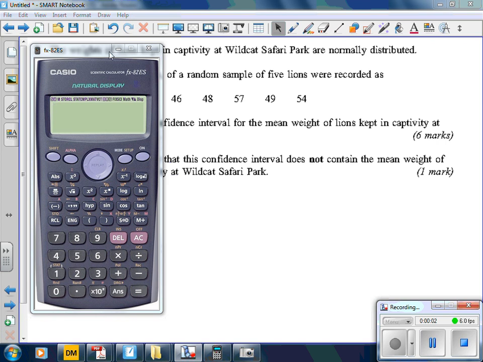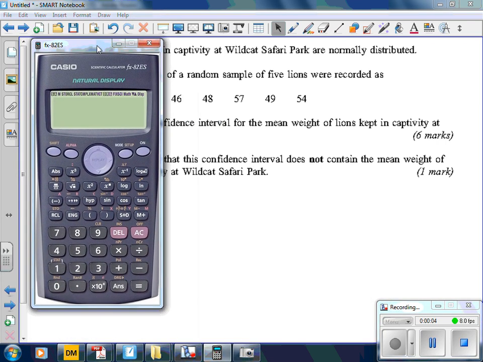Question 2, I've pulled the calculator up ready because we're going to have to put these numbers into our calculator. So I'm going to change into statistics mode, one variable statistics. I'm going to put these numbers in. We've got 46 and 48 and 57 and 49 and 54.